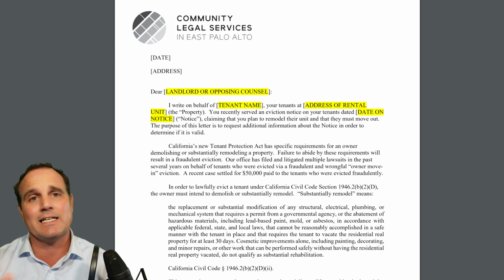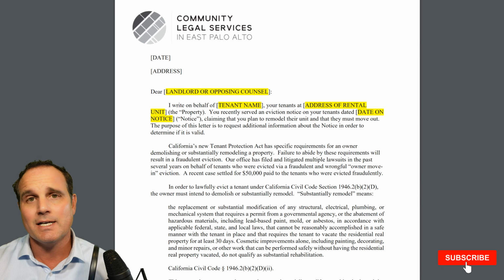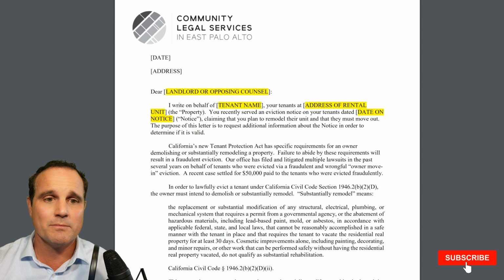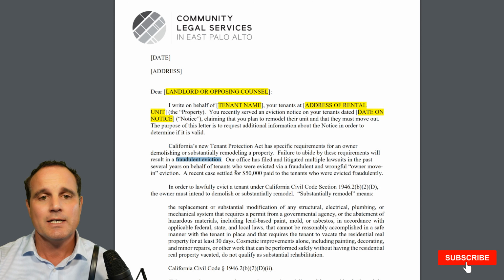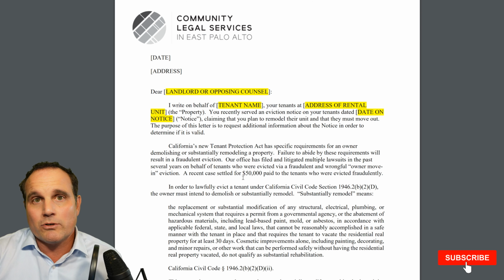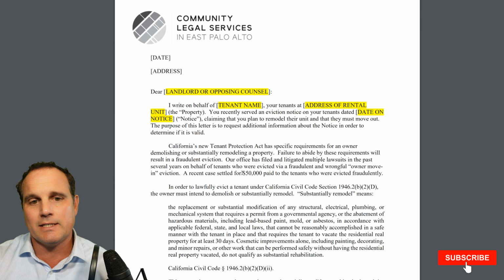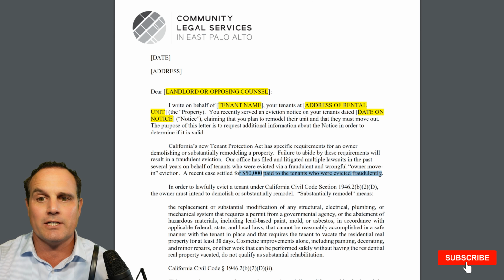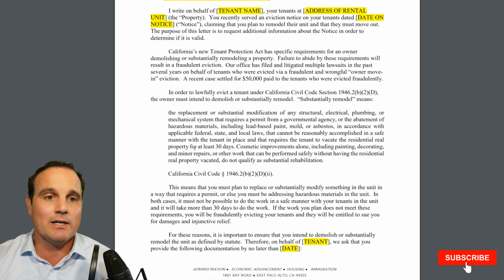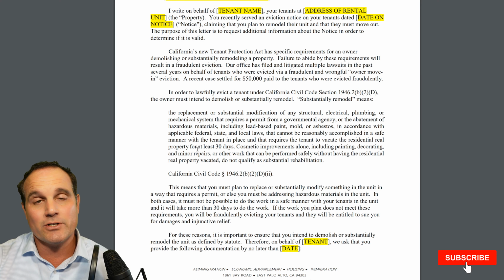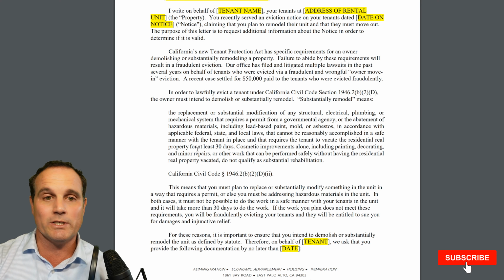This is an interesting letter from Community Legal Services in East Palo Alto. What it talks about is landlords who have tried to do that. That is a fraudulent eviction, and in some cases they've been ordered to pay big sums. They talk about a recent case. They don't give the case number or anything, but they say $50,000 was paid to the tenants who were evicted fraudulently. In this letter, they go on to show you California Civil Code 1946.2, which we looked at.